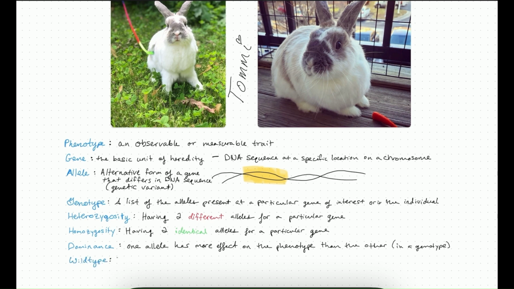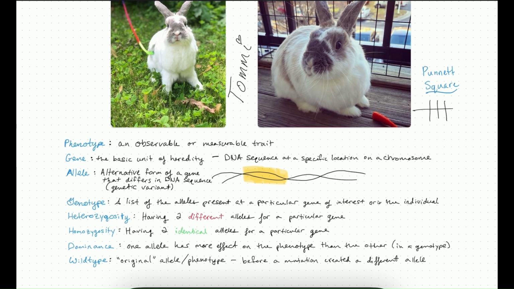Wild type. Wild type refers to the quote-unquote original allele or phenotype, meaning prior to domestication or before a mutation created a different allele. That is the phenotype we would see. And then we have the Punnett square, and you're going to be using this a good bit moving forward. A Punnett square is a grid that's used to determine the potential offspring of a specific mating pair. This form of prediction can be used to determine the genotype ratio of the offspring.